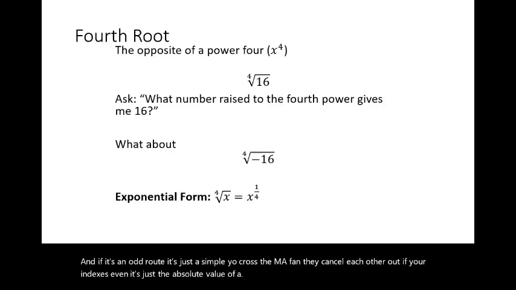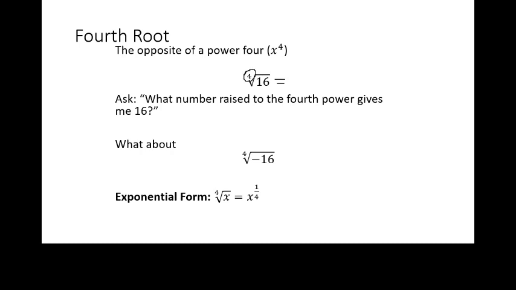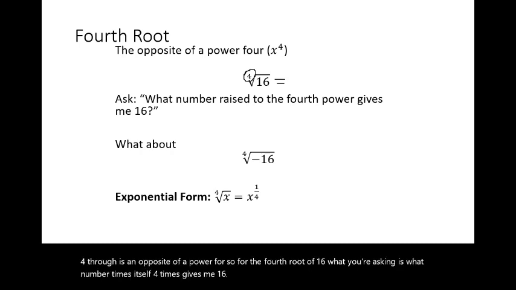Now, there are other types of roots. When your index is 4, we have what is called a fourth root. A fourth root is the opposite of a power of 4. So for the fourth root of 16, what you're asking is what number times itself 4 times gives me 16. Well, 2 times itself 4 times gives me 16, so the fourth root of 16 is equal to 2.